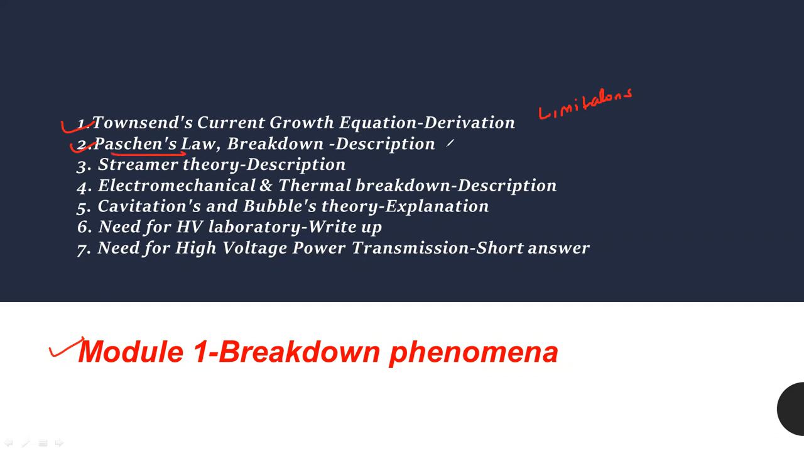Another important question is Paschen's law. Derive an expression for that particular Paschen's law, that is, the breakdown voltage is a function of the product of the pressure and distance. So you have to derive this. If possible, draw the curve also, the Paschen's curve. Try to draw the Paschen's curve.